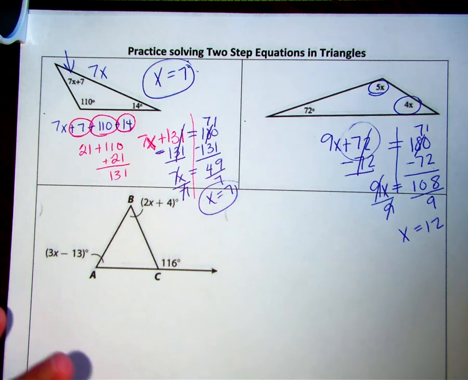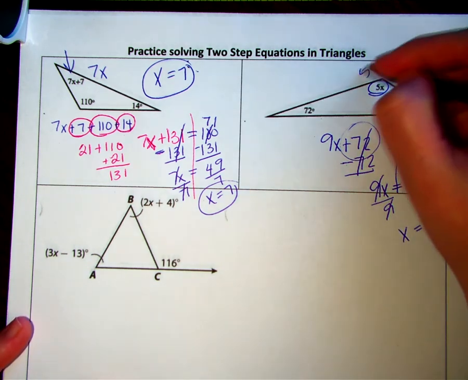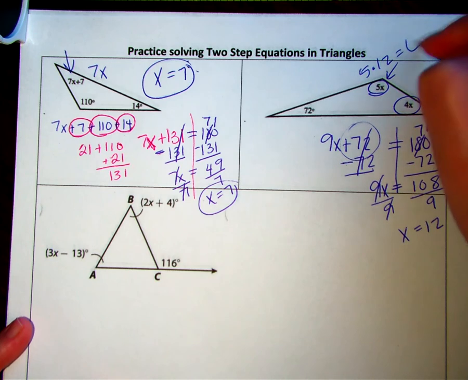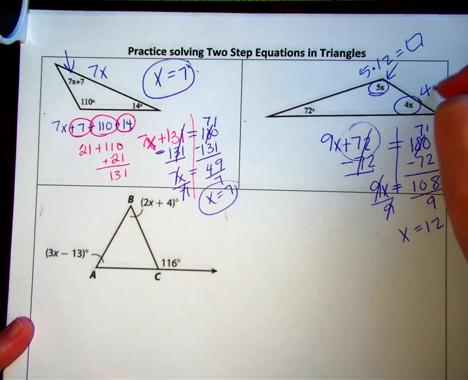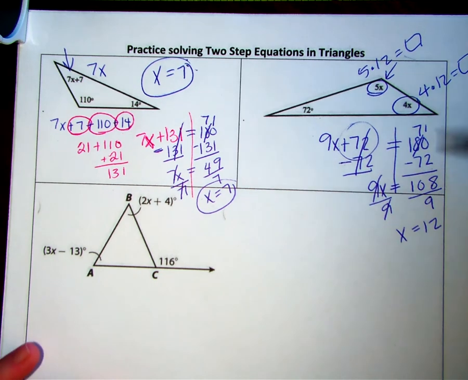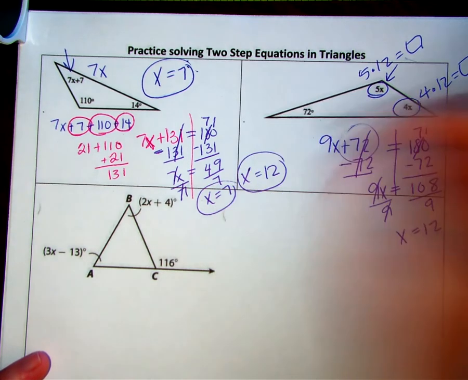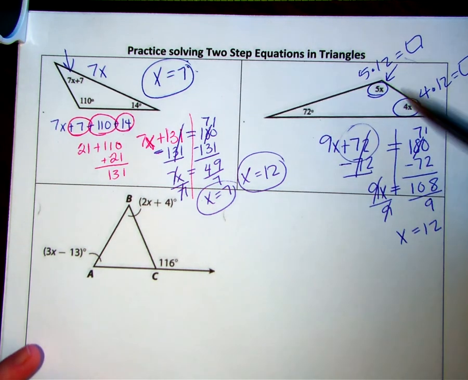So on some of those problems, if it asks specifically what is this angle, you would just do, well, 5 times 12 is what number? 4 times 12 is what number? And you could get both of those angles already if you just substitute the x for whatever you have. Okay, so for sure, x is 12. And then you would just substitute it if you're trying to find that missing angle.